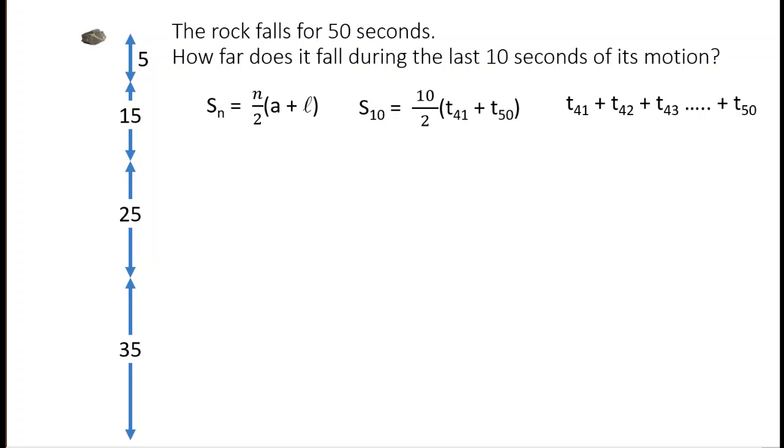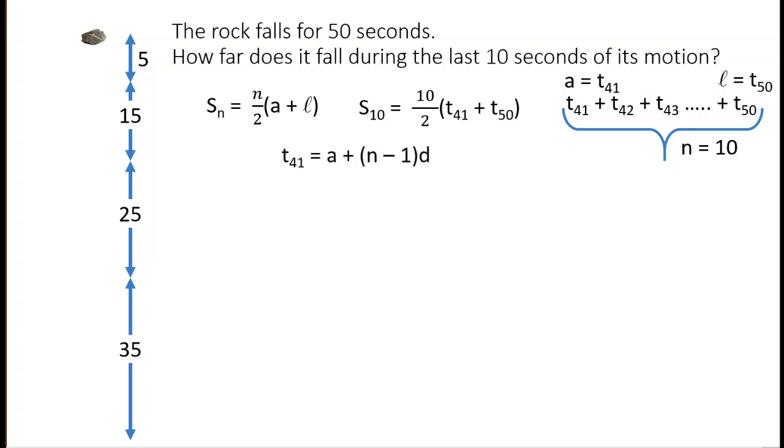In that arithmetic series, well, what I've got is 10 numbers, n equals 10. I've got 10 terms that I'm adding. And for that particular sequence, the first term is T41, and that last term is the value of T50. So I need to work out T41, how far the rock falls during the 41st second.